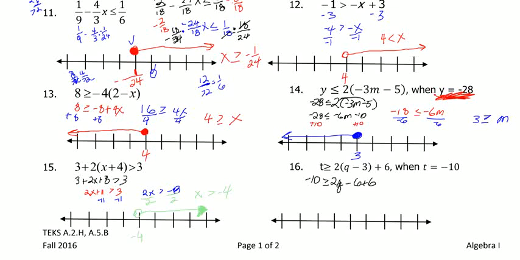Okay, when we combine these two, that becomes a 0, so that goes away, essentially. And now we divide each side by 2. And we are left with negative 5 greater than or equal to q. So we're going to put a negative 5 here in the middle with a closed dot. And it says that q is smaller, so we're going to go to the left. And there it is.